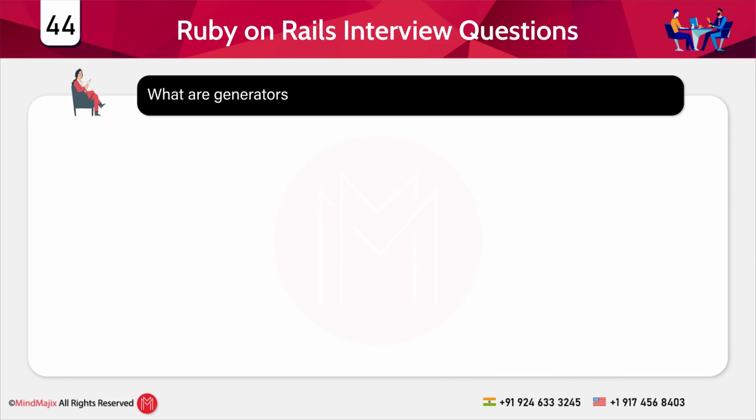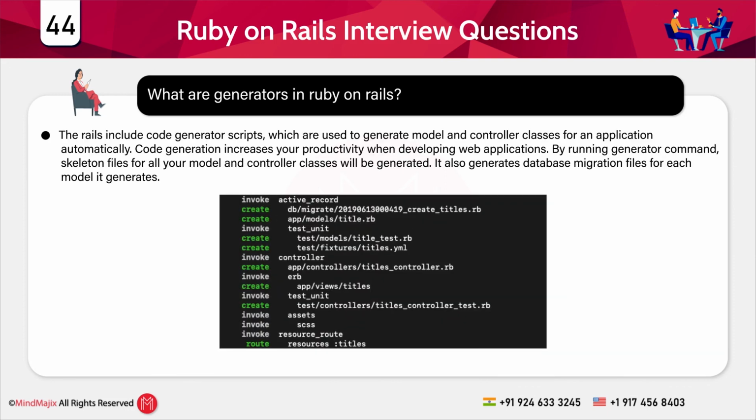What are the generators in Ruby on Rails? Rails includes the code generator script, which is used to generate the model and controller classes for applications automatically. So we are using commands like rails generate model, rails generate controller. So generate is a script. It is used to create the model and the controller classes for the applications.